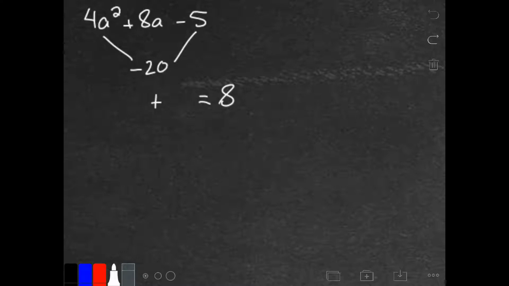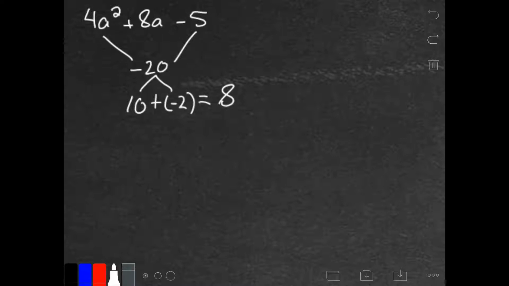Now I'm going to think of factors of negative 20 whose sum is equal to 8. Well, how about positive 10 and negative 2? 10 times negative 2 gives me negative 20. 10 plus a negative 2, or 10 minus 2, gives me a positive 8. So we'll go ahead and write those down. 10 and negative 2.